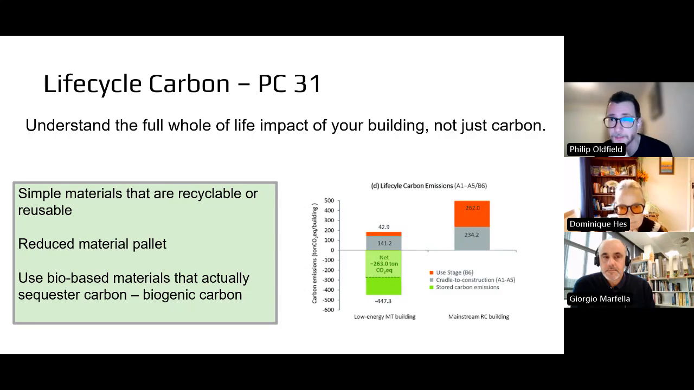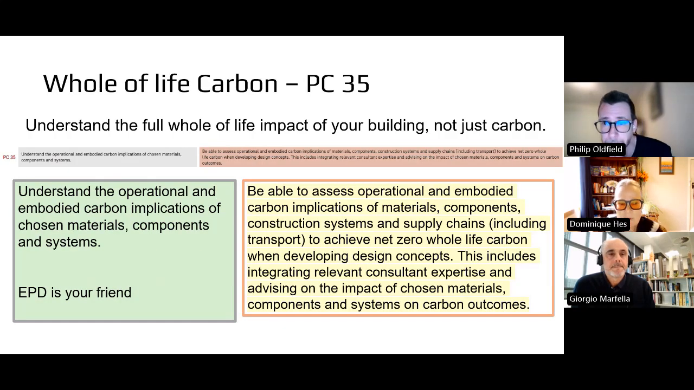Yeah. So PC35, I won't reread what's in the boxes there. Just know you'll get those as a slide. But here, my top tip is EPDs are your friend. Things like Neighbours and Green Star that have taken the data from those EPDs and translated them for you are really useful.